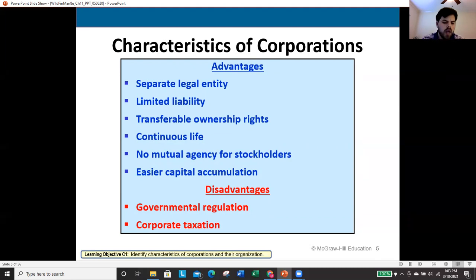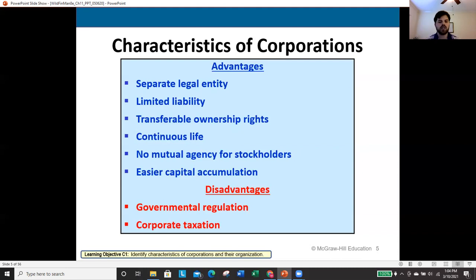Now, another powerful advantage of this form of business is that you now have transferable ownership rights. And this is what we call those shares of stock. So if I want to own part of Walmart, I simply go buy shares in Walmart. If I no longer want to own Walmart, I simply sell my shares in Walmart. It's very easy to do.